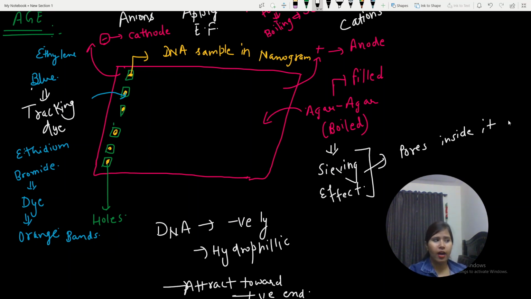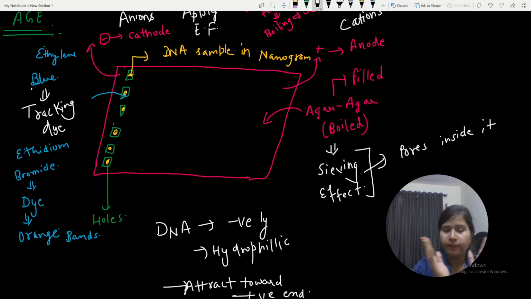When DNA starts to move over these pores, big fragments of DNA will be entrapped inside the pores. And the DNA molecule which is very small in size will start to move fast over the agarose gel electrophoresis, right? So I'm repeating the whole situation in one flow.